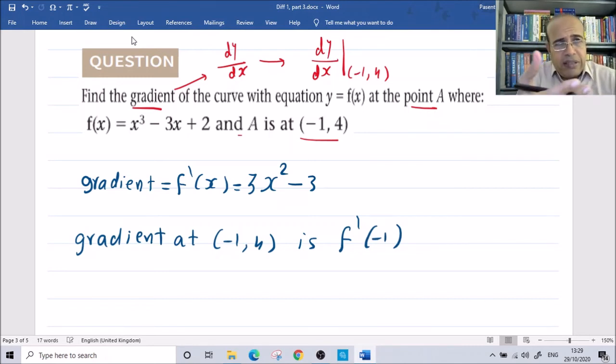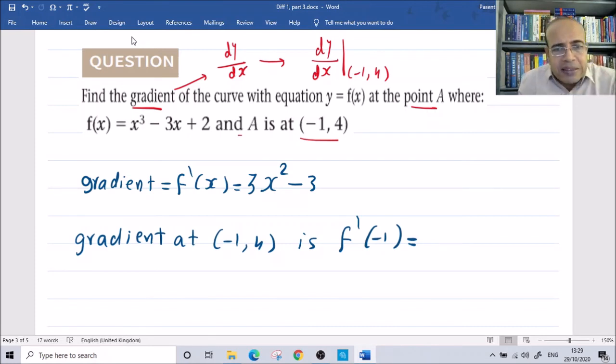But here it said f of x, so we write f of dash. It depends on the given. If the given is y, we write dy by dx, or y dash. If the given is f of x, we write f of dash. So f of dash -1 means the gradient at the point -1 and 4.